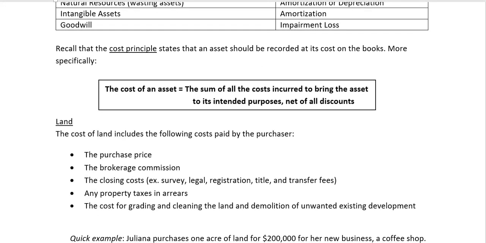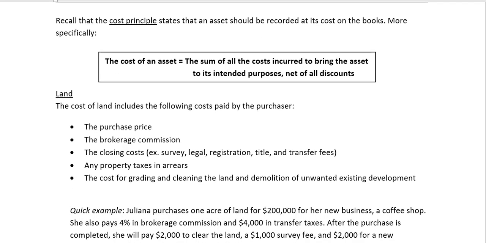Recall that the cost principle states that an asset should be recorded at its cost on the books. More specifically, the cost of an asset equals the sum of all the costs incurred to bring the asset to its intended purposes, net of all discounts. So we mentioned a little bit earlier in the course that an asset can be brought to a sale point, and you have to include the purchase price, the shipping cost, the insurance, the storage, everything that's incurred to bring that asset to a saleable condition.